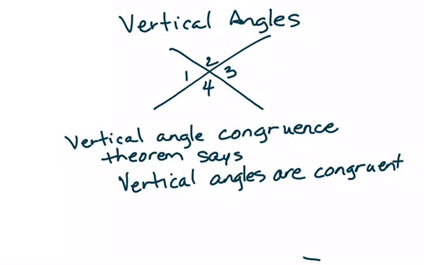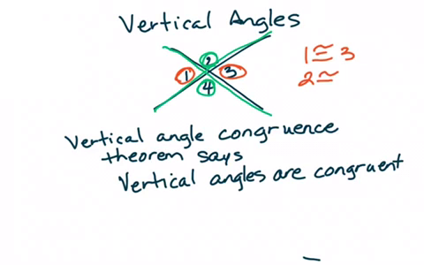Then we have vertical angles. And when I think of a vertical angle, I think of the letter X. So here we have a great big giant letter X. And I have a 2 and a 4. They're vertical angles. I have a 1 and a 3. They are vertical angles. So I can say 1 is congruent to 3, and I can say that 2 is congruent to 4.